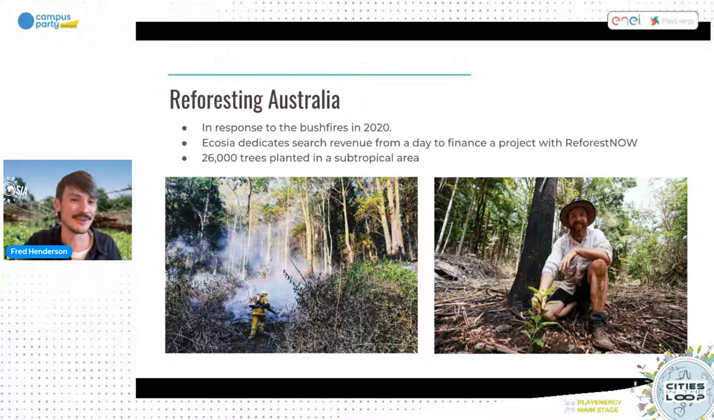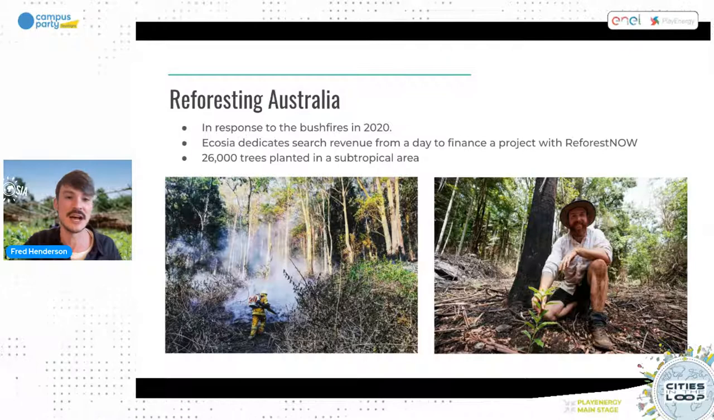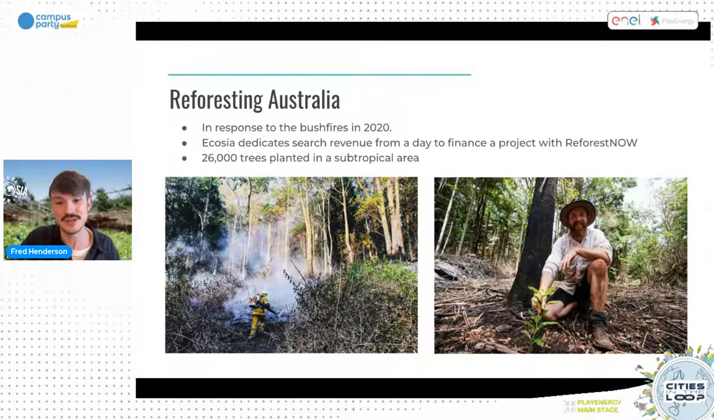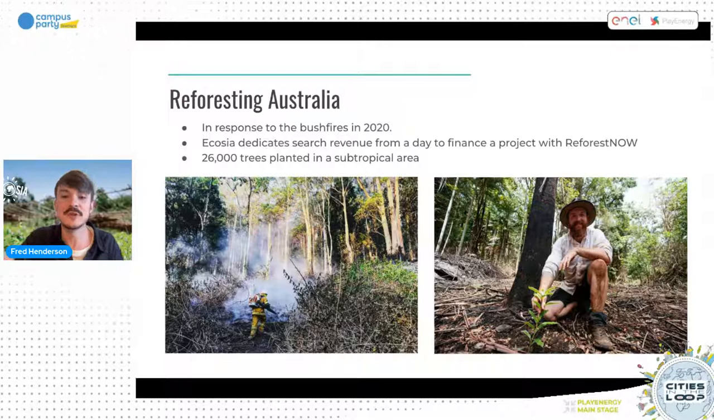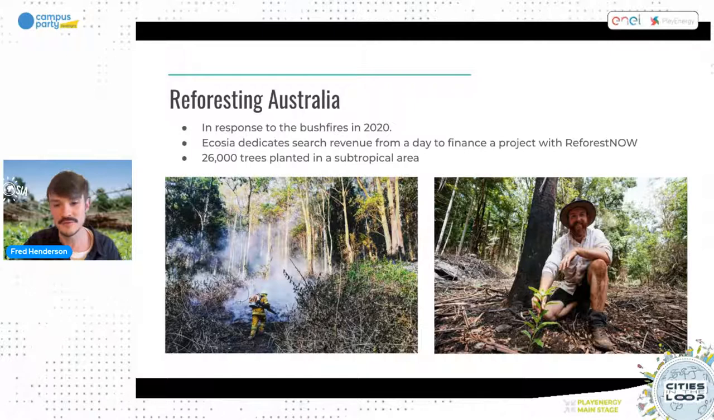And so what Ecosia wanted to do was support the restoration after the really destructive bushfires that Australia saw that year. And I mean, the thing that makes this project so significant is that there were areas of trees and of forest that should never have been affected by the seasonal bushfires. So there were trees that were being burnt down in subtropical areas. And so it's really important for us to help with that restoration and to do what we could to support that.